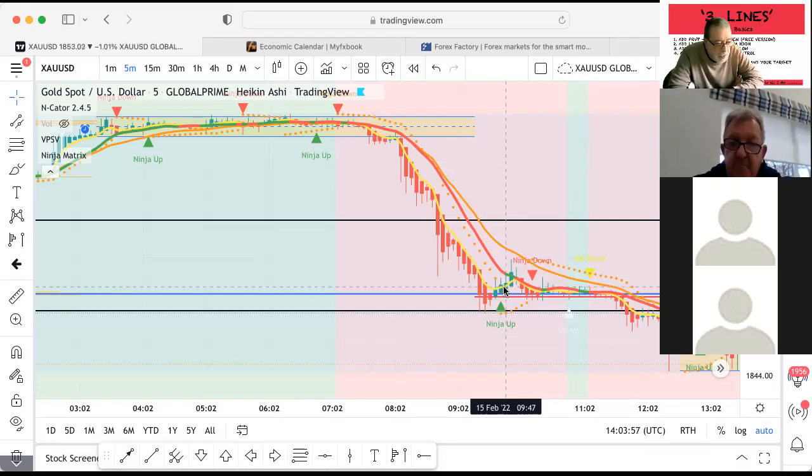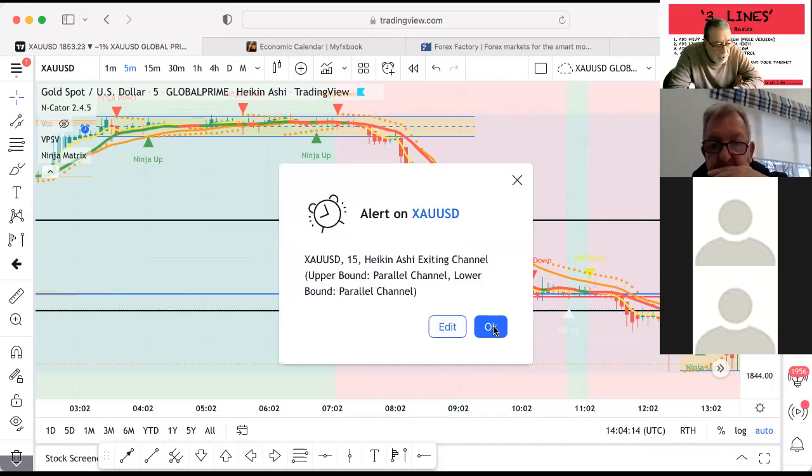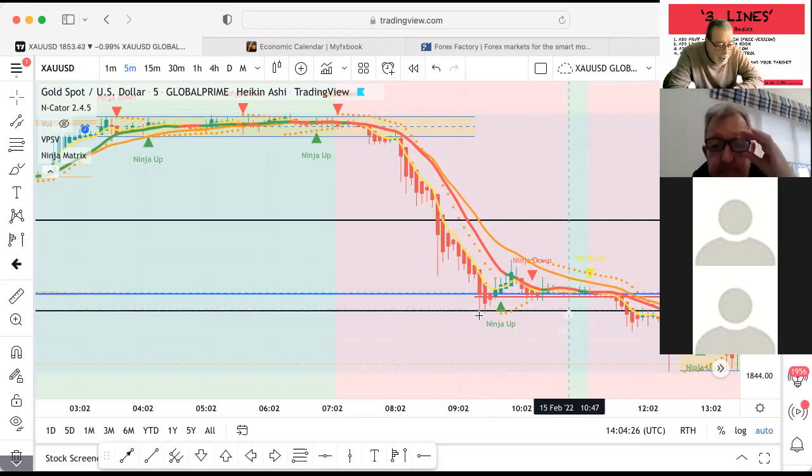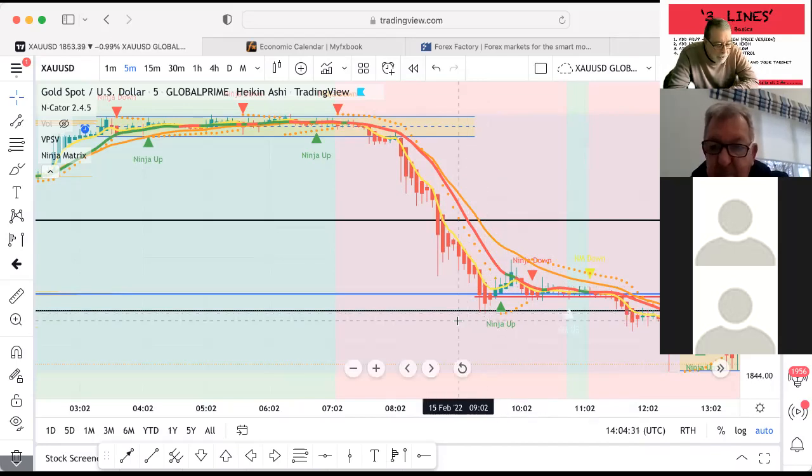If Jeff was doing this session, Jeff would say, I'm going to stay in, because the Ninja Matrix has stayed red. And Jeff would say, stay in, trust the matrix, because yes, you're going to lose a few pips there, but it's going to continue going back down. And Jeff would stay in until the Ninja Matrix went to up. But Jeff would probably get out at that point. I'm not as confident as Jeff.